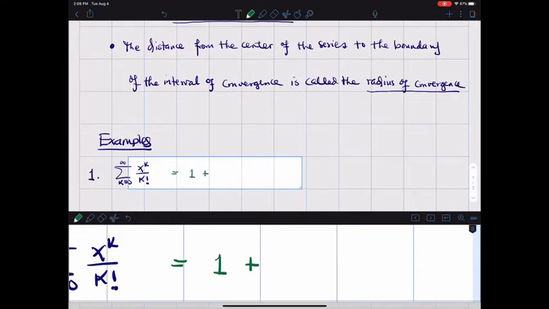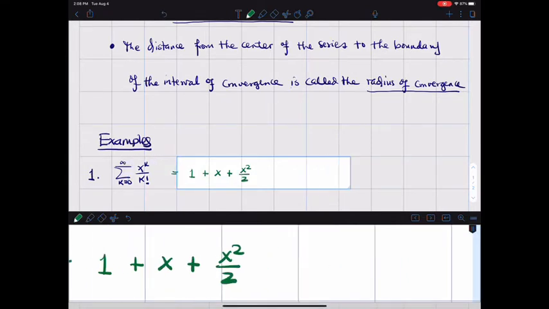When k is 1, we have x to the power of 1 over 1 factorial, so we just have x. When k is 2, we have x to the power of 2 over 2 factorial, so that's x squared over 2. When k is 3, we have x cubed over 3 factorial, which is 6, and so forth. So that's what we have.